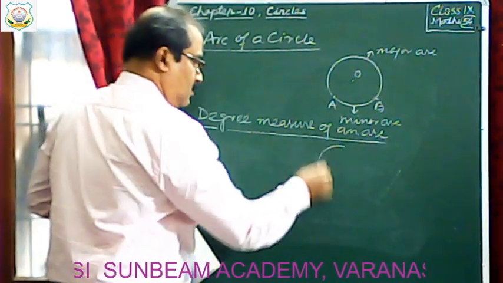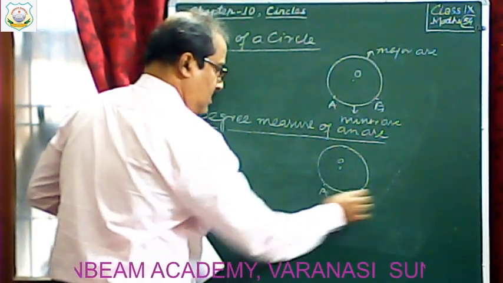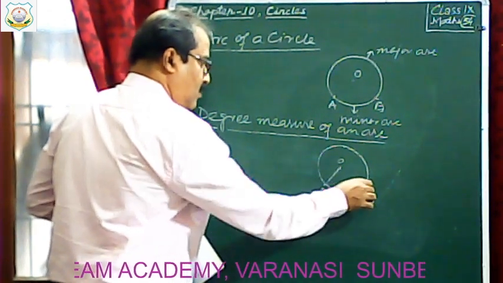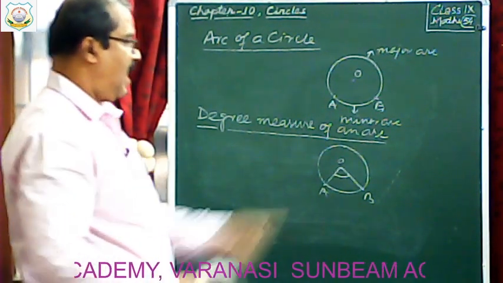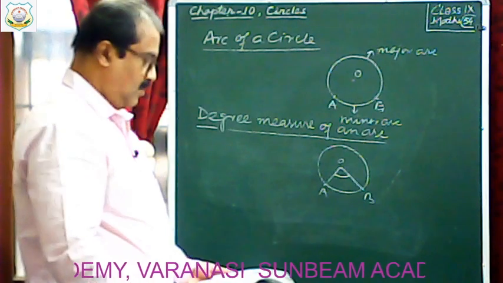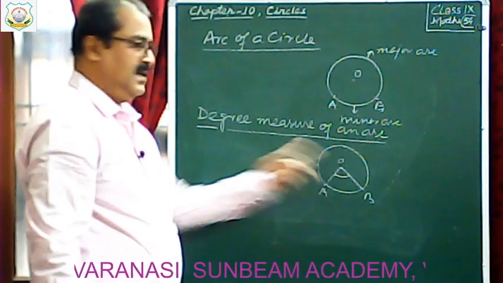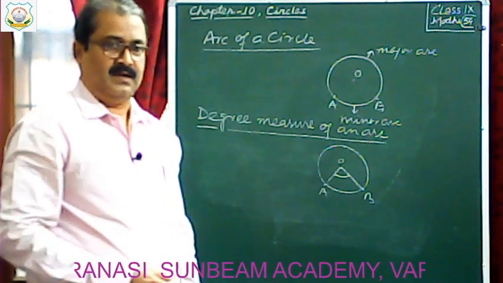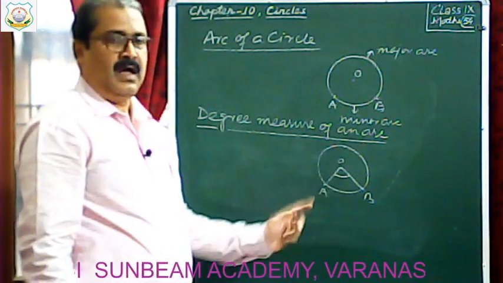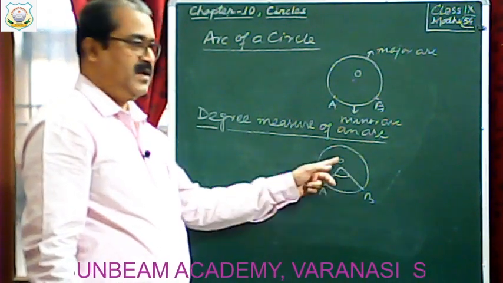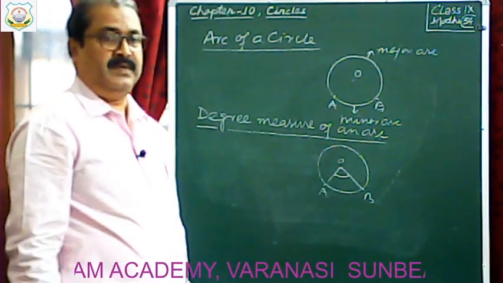Circle, center O. Take 2 points A and B, join OA and OB, and one angle is formed opposite to the minor arc AB. So the angle subtended by minor arc AB at the center is known as the degree measure of the arc. If we join the center to the ends of the arc, we get a central angle AOB. So this angle is known as the degree measure of the arc.